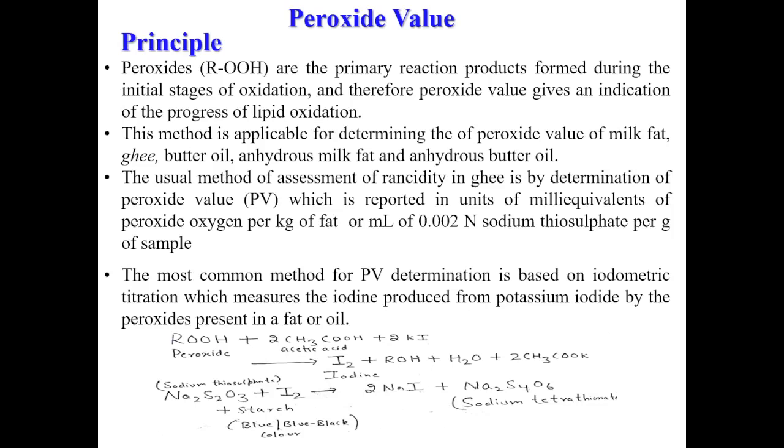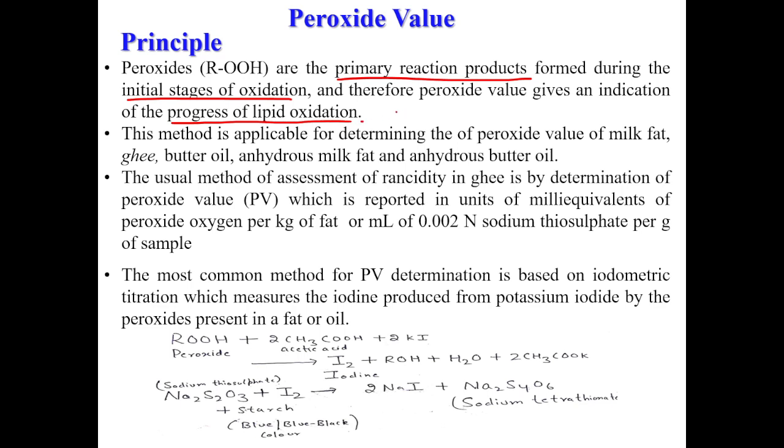Welcome. So in this video we will learn about the principle, procedure, reactions involved and the calculations involved during the determination of peroxide value of ghee. So peroxide value, first let me tell you that peroxides are the primary reaction products formed during the initial stages of oxidation, and therefore peroxide value gives an indication of the progress of the lipid oxidation.